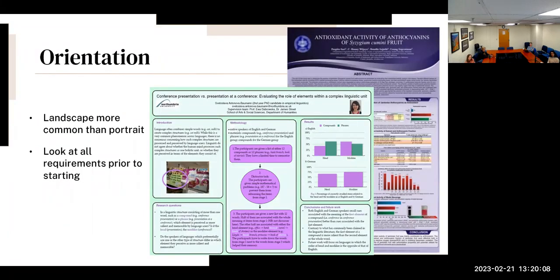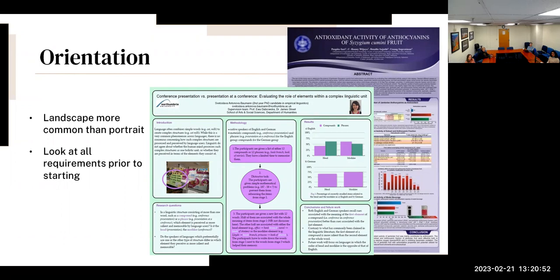So landscape is a more common format requirement than portrait, but always check on the conference website ahead of time, because I have last minute switched something to portrait, which is really not fun to do after you've laid it out. I would highly recommend checking. It was basically when I was ready to print that I realized the mistake. It was just a mistake not checking all requirements prior to starting. A lot of this is stuff that I learned the hard way, so I'm trying to make sure you don't learn the hard way.